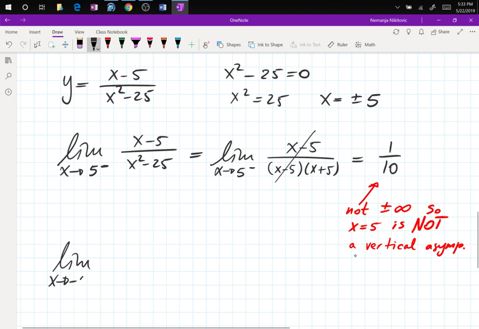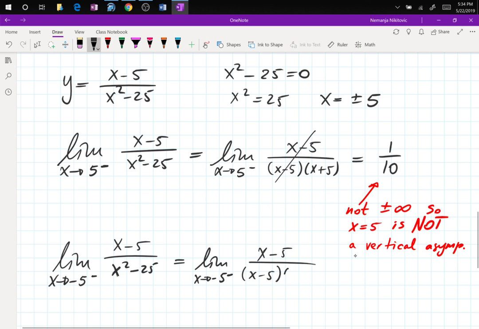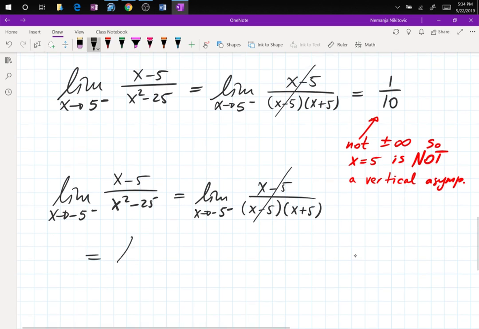Limit x approaches negative 5, say minus, of the same x minus 5 over x squared minus 25. So now for this one, we have limit x goes to negative 5 minus. We do the same factoring, canceling. And now, we have to worry about limit x approaches negative 5 minus of 1 over x plus 5. If you plug in negative 5, you get 0 in denominator, which means we cannot plug in, right?